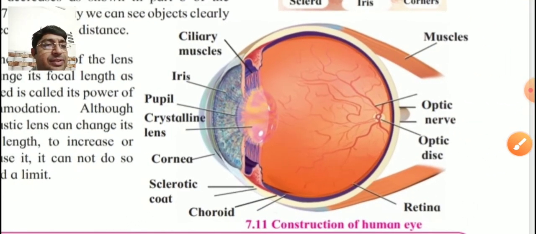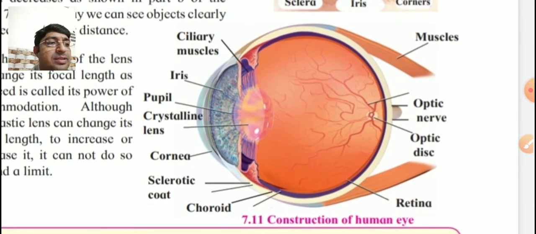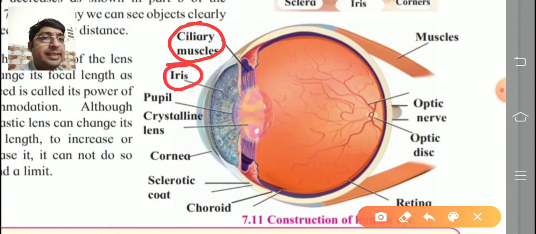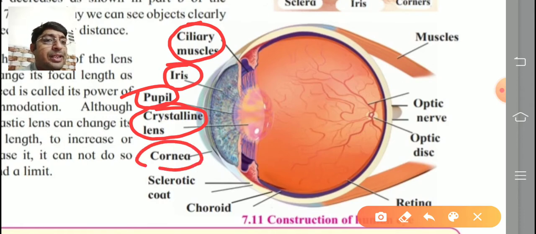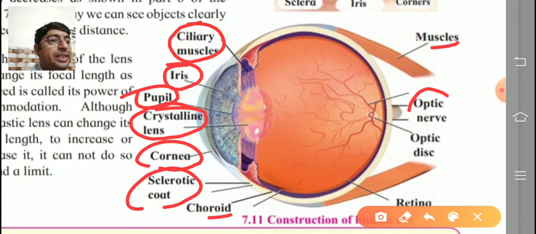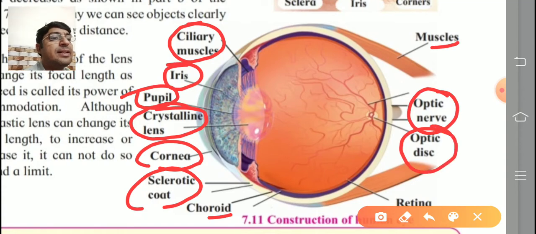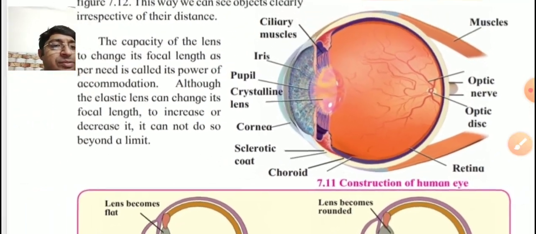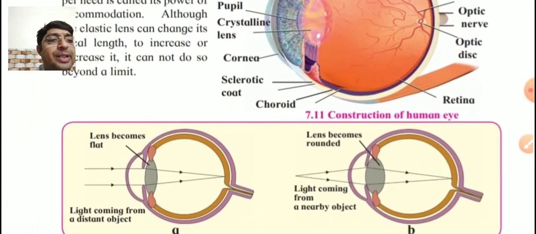Now check the figure of human eye and its important parts. Ciliary muscles are there, then iris, pupil, crystalline lens, cornea, sclerotic coat, then choroid, muscles, optic nerves, optic disc, and your last part, this is an important part, that is the retina. So try to draw the diagram, not a colorful one, but instead draw a two-dimensional figure.